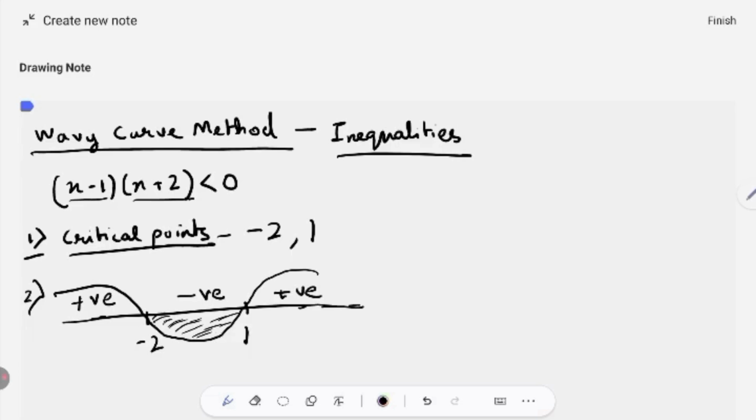x is in between minus 2 and 1, but can you include minus 2 and 1? The answer is no, you cannot include minus 2 and 1 because the inequality is less than 0 and not less than or equal to 0. So the answer is minus 2 to 1. Here is your answer.